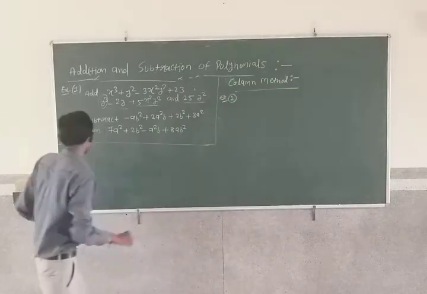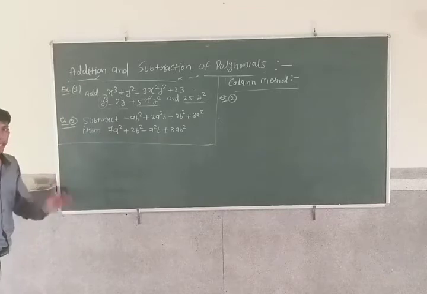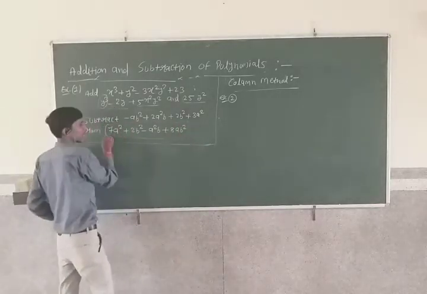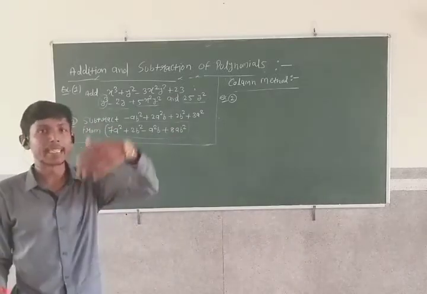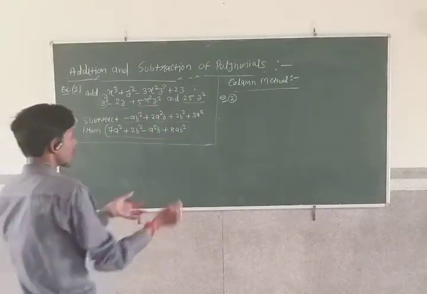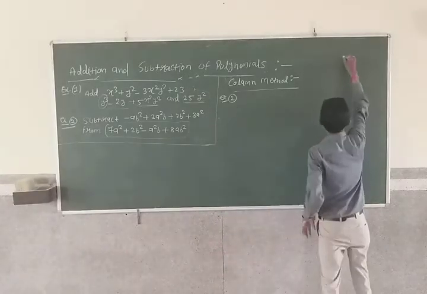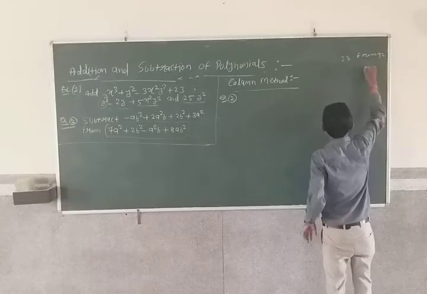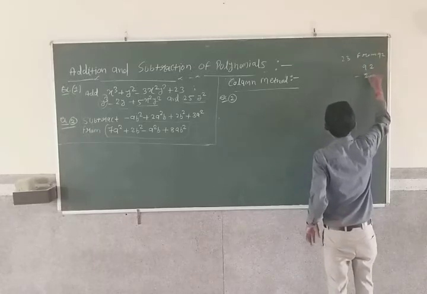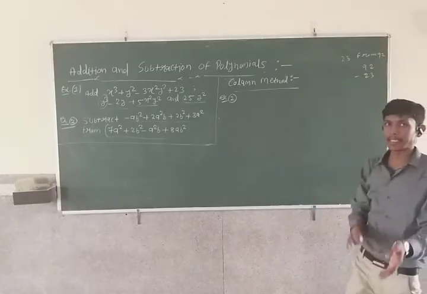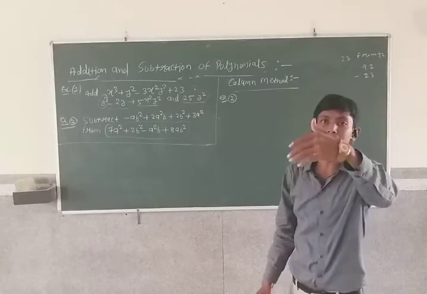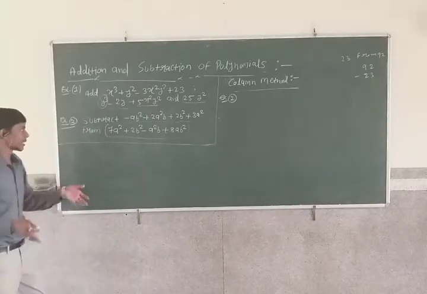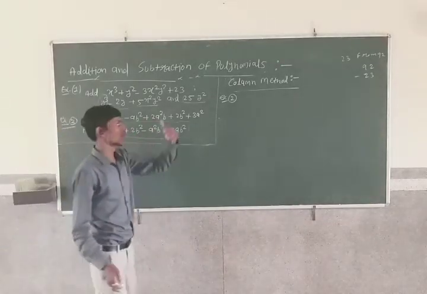When we solve a subtraction, the expression that is written after "from" I will write at the top. Whenever we subtract, if it is given subtract 23 from 92, how do we write it? 92 minus 23. So the number written after "from" we write at the top. Here also, the polynomial that is written after "from" I will write at the top.